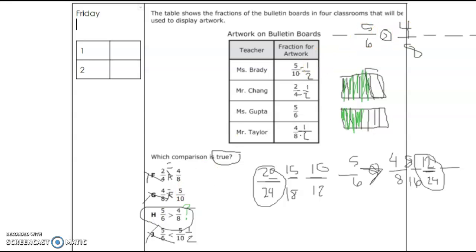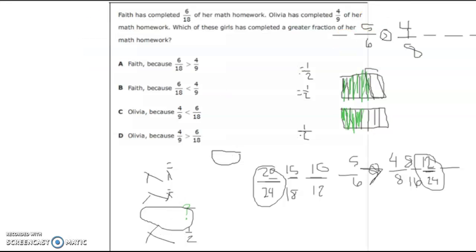Okay, your job now is to solve this problem on your own. Remember, I want to see all your hard work, all of your beautiful work. And once you get this done, you may begin your independent practice.